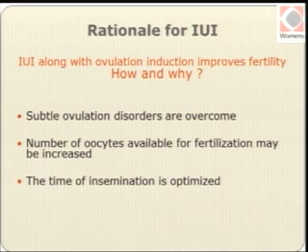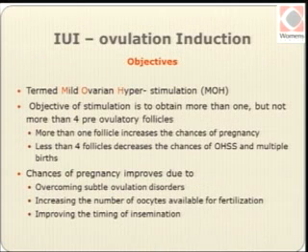But how does that do, and why does it do it? Number one, because the subtle ovulation disorders are overcome when you're using ovulation induction for an IUI. The number of oocytes available for fertilization may be increased, and the time of insemination is also optimized. So these three are the reasons why an IUI might give rise to more pregnancies than just a timed intercourse. And what do we want to do in ovulation induction with an IUI procedure?